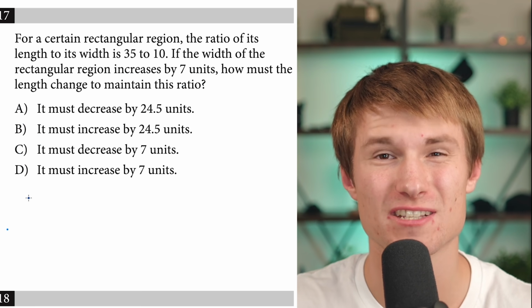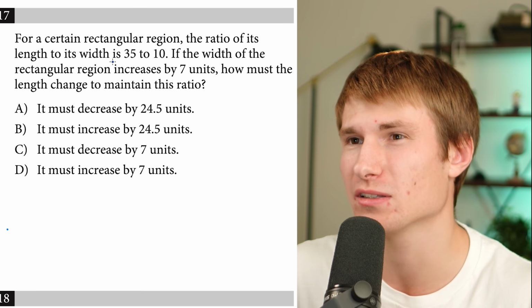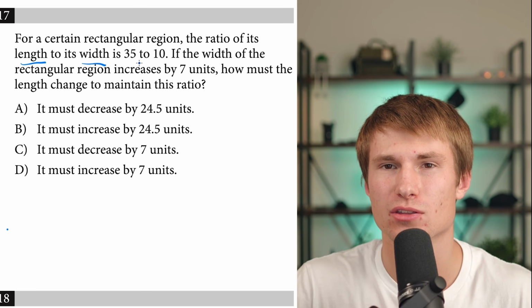Here's how to quickly answer this SAT math question using proportions. Question 17 states for a certain rectangular region, the ratio of its length to its width is 35 to 10.